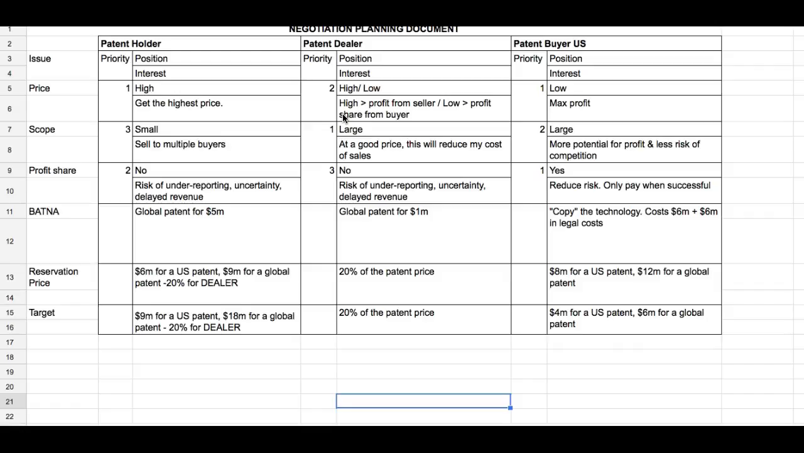And of course, there's a third scenario, a combination with a lump sum, where I say, okay, well, I'm going to sell you the patent for $500,000 plus 20% of the profit share. That's another scenario.